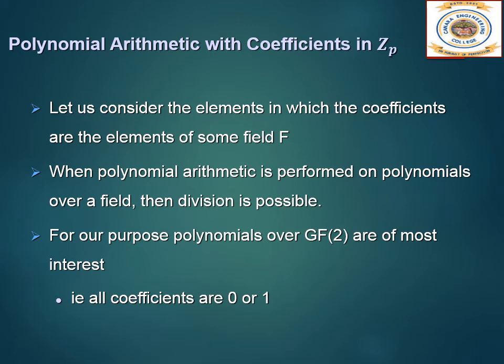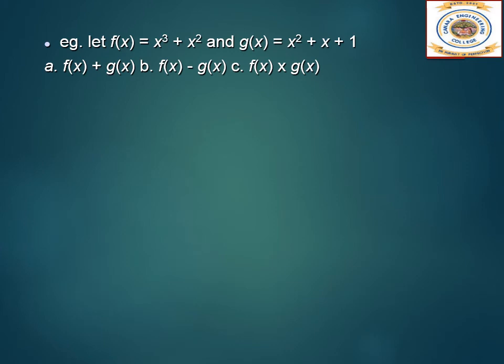So let us consider one example and understand this better. Here f(x) is given as x cube plus x square and g(x) is given as x square plus x plus 1. First, let us perform addition. So when we add x cube plus x square to x square plus x plus 1, what is the answer?